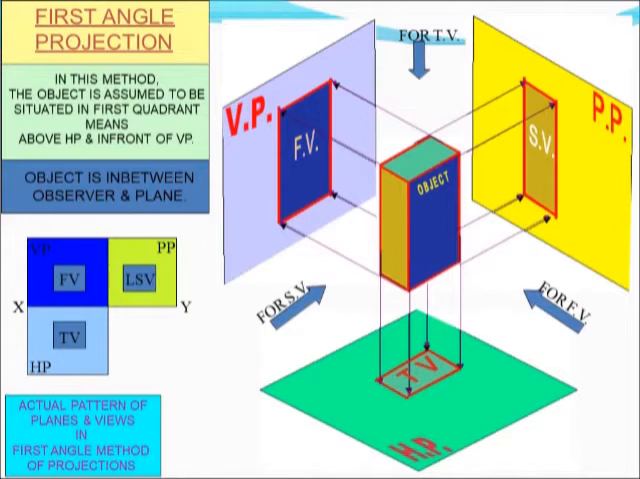Okay, always in the first angle projection the front view will be in the vertical plane, the top view will be in the horizontal plane, and the side view will be in the PP. PP is nothing but your principal plane. So these things are needed to know before going for this orthographic projection.